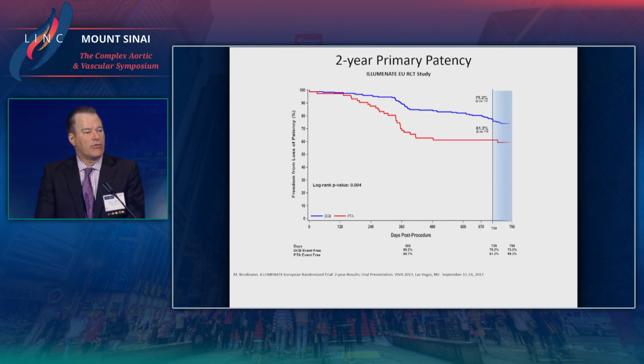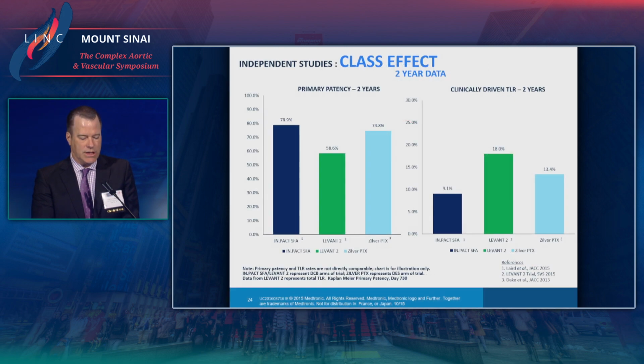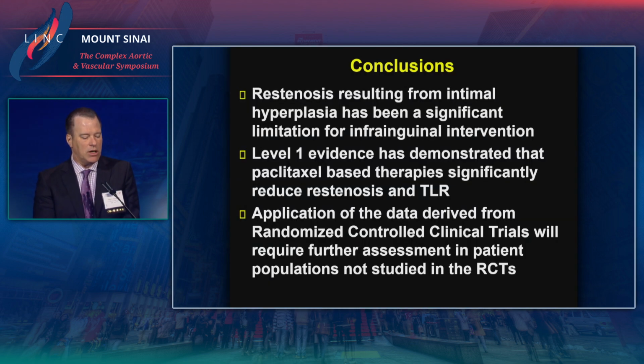The European trial has now reported their results out to 2 years, again showing sustained, statistically significant improvement in primary patency with the treatment arm, the paclitaxel arm of the trial, and again resulting in freedom from target lesion revascularization. So there does appear to be a class effect. Paclitaxel does appear to be successful in preventing restenosis and maintaining primary patency.